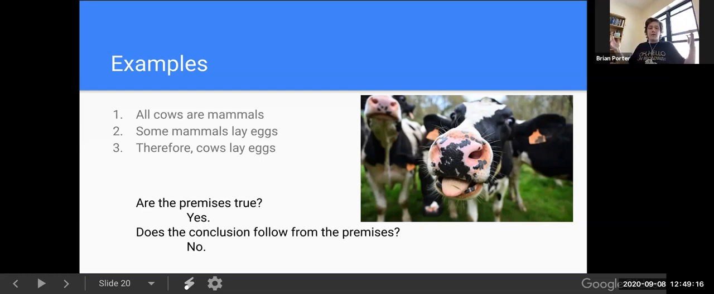And in fact, they are. Cows give live birth. They do not lay eggs. So the conclusion does not follow from the premises. Because the fact that some mammals lay eggs doesn't mean that cows, the specific mammals we're looking at, lay eggs. So the conclusion does not follow from the premises. And so we should not accept the conclusion that cows lay eggs based on this argument. Because even though both premises are true, the conclusion might be false because it doesn't follow from the premises. And in fact, the conclusion is false. Cows do not lay eggs, right?